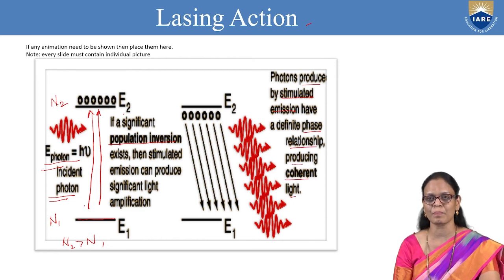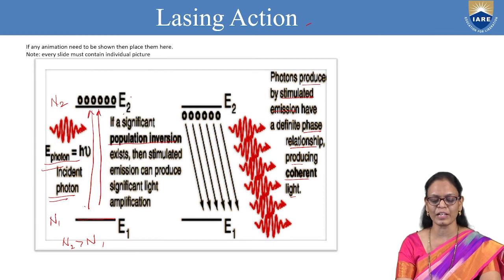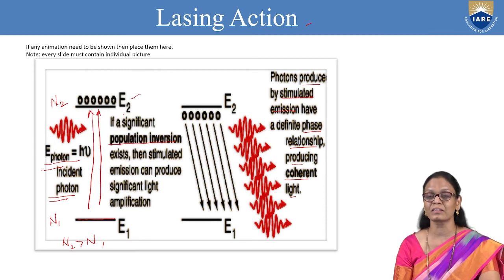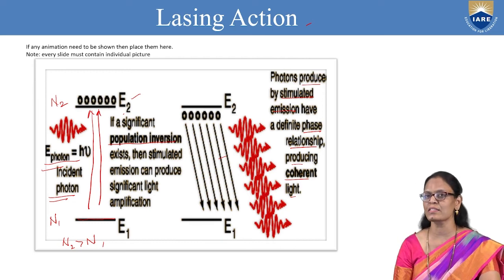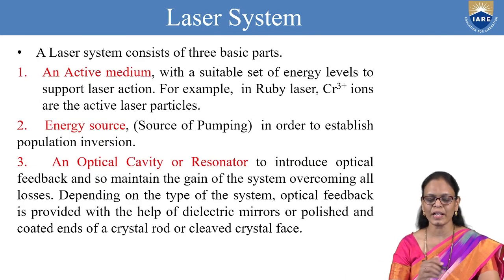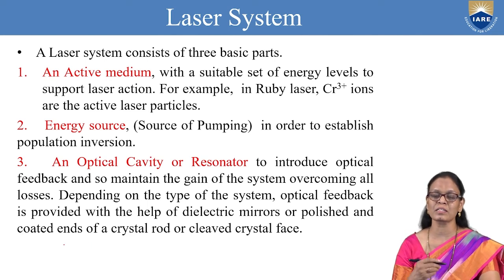So the first one is the pumping, and the second one we need is the population inversion, and third one we need is the stimulated emission radiation. All these 3 steps will give rise to lasing action. Now in a laser system, what do we have? Whenever we are discussing different types of laser, either a ruby laser or a helium neon laser, any laser system consists of 3 basic parts.